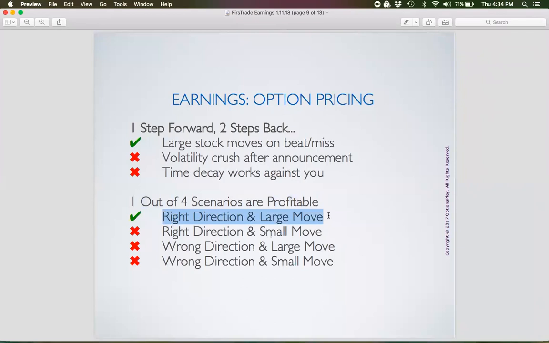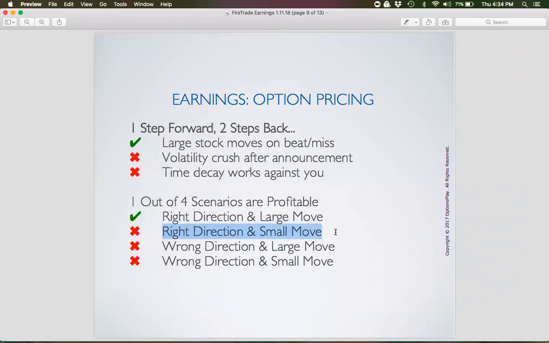So if you call Netflix is going to beat earnings and it does beat earnings, you also need it to have a large move in order for you to be profitable. If, let's say, you call out the correct beat and Netflix does beat earnings, but it only beats by a little bit, or maybe even though it beats earnings, it provided negative guidance, so the stock really doesn't move very much, or maybe even moves lower. So in that particular case, you've picked the right direction, but the stock didn't move far enough in your favor, you're still going to lose money.